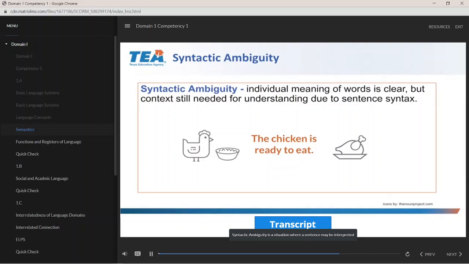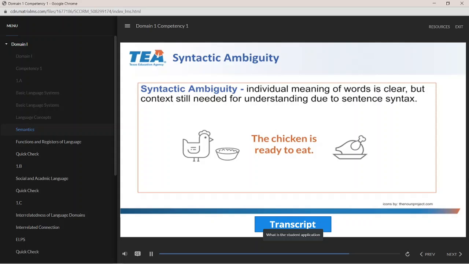Syntactic ambiguity is a situation where a sentence may be interpreted in more than one way due to ambiguous sentence structure. Providing context can often help clarify the meaning of the sentence. Syntactic ambiguity example: "the chicken is ready to eat," meaning the chicken is awaiting its food so that it can eat, or the chicken has been cooked and is ready for others to eat it.